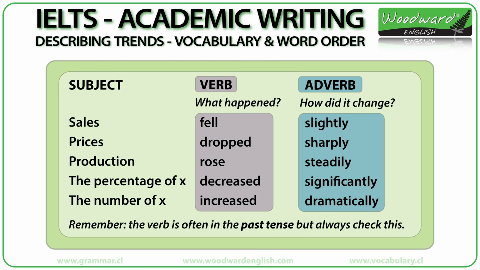More examples. Prices dropped sharply. Production rose steadily. The percentage of X decreased significantly. The number of X increased dramatically. Notice that the verb is normally in the past tense, as we're talking about trends that happened and finished in the past, though of course you need to double check this.